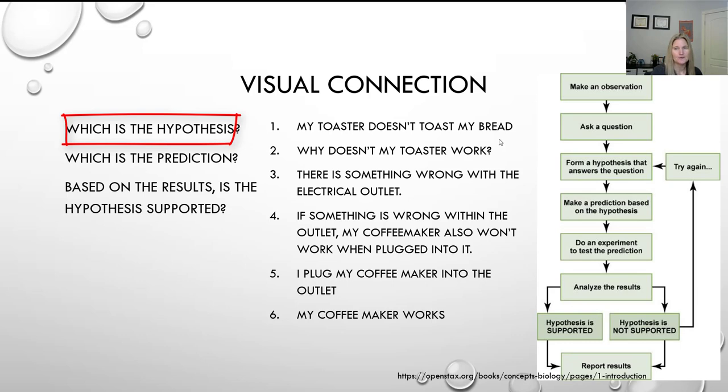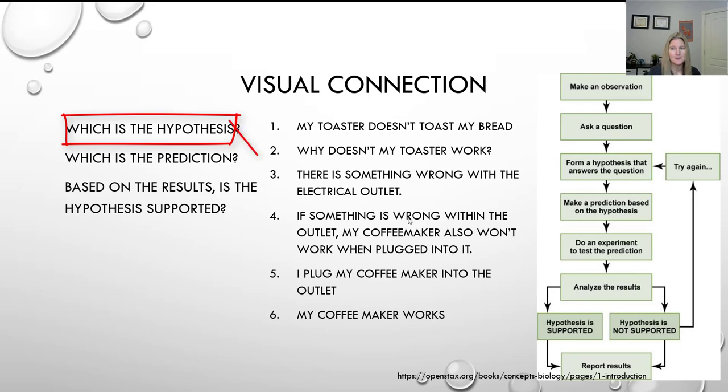Would it be my toaster doesn't toast bread? Well, my toaster not toasting bread is not really testable because it's already done, right? Why doesn't my toaster work? That's the question there. There is something wrong with the electrical outlet. Is this testable? Yeah, I can test it, right? I can see if other things plugged in work. It's falsifiable because if I plug something else in and it works, then it's not the electrical outlet.